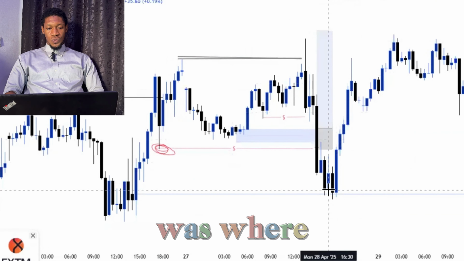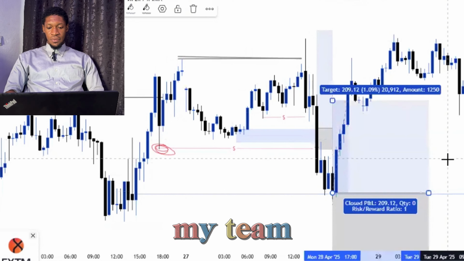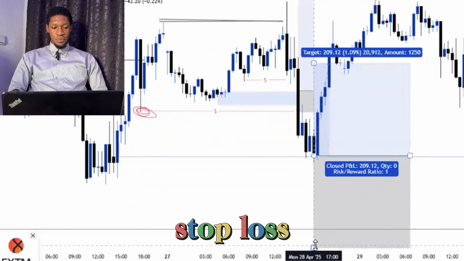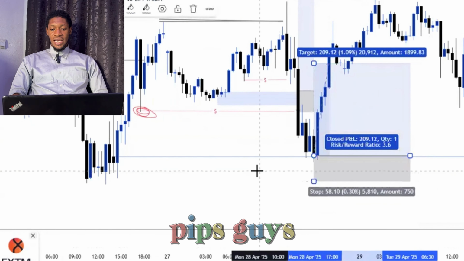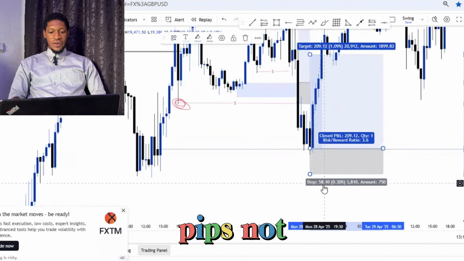So this was where we bought the market, I and my team, and we dropped our stop loss below here. We were risking 50 pips. Guys, this is 50 pips, not 500 pips. It's 50 pips. A lot of people have misconceptions when it comes to pips in index, even stock market, even Forex as well. They don't know how to calculate pips. So this is 58 pips, not 5,000 pips.